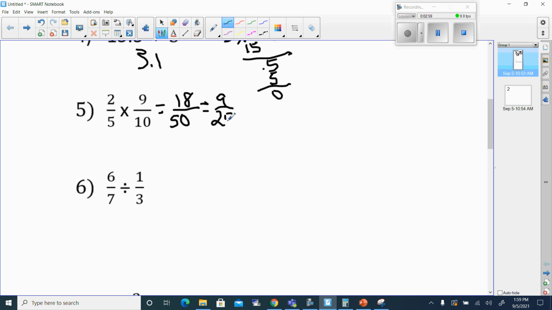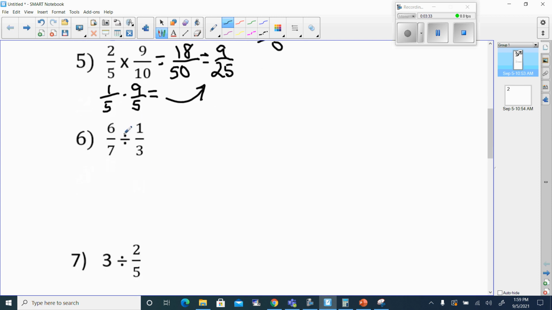For those of you thinking, Mr. Mendez, why don't you use the butterfly method? Sure, I could remember that 2 and 10 are both divisible by 2. And I could have rewrote this to be 1 over 5. Right? 2 divided by 2 is 1. And I'd be multiplying it to 9 over 5, because 10 divided by 2 is 5. And then when I multiply the top number to the top number, I get 9. And the bottom number to the bottom number, I get 25. So you can see I get the same answer.